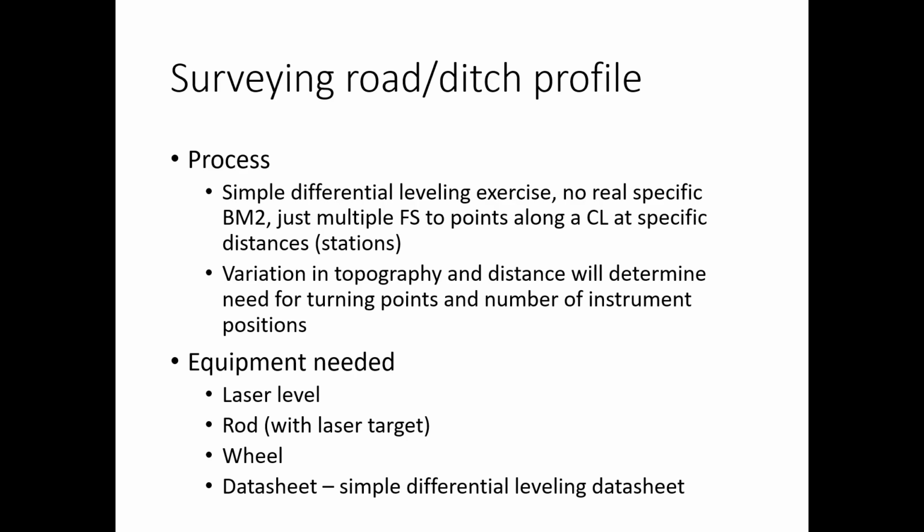So again, the equipment needed: we have our basic laser level. It's got a tripod, the laser level screws on, and we're just going to set it up and get the tripod as level as we can. The laser level is self-leveling, and then we have our rod with laser target. We have a wheel, and then we have our data sheet, which for this exercise will just be a simple differential leveling data sheet, so nothing extra there.